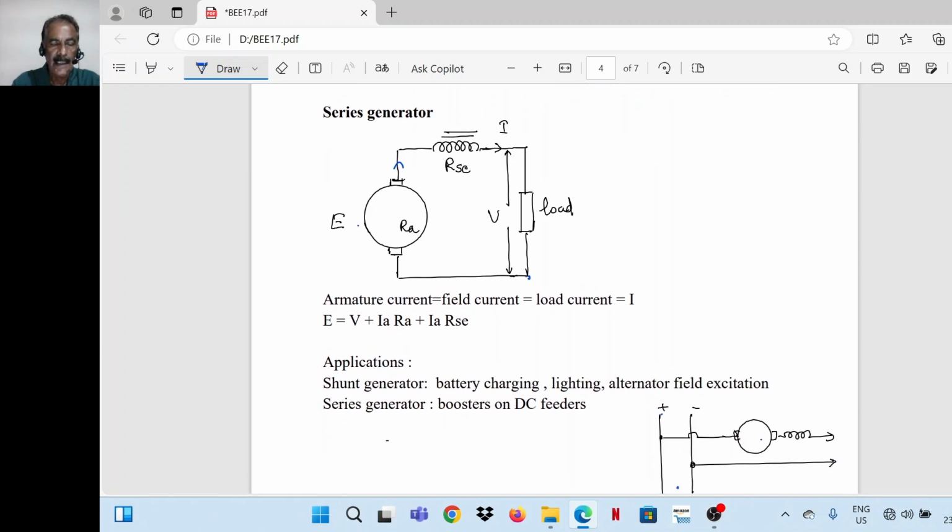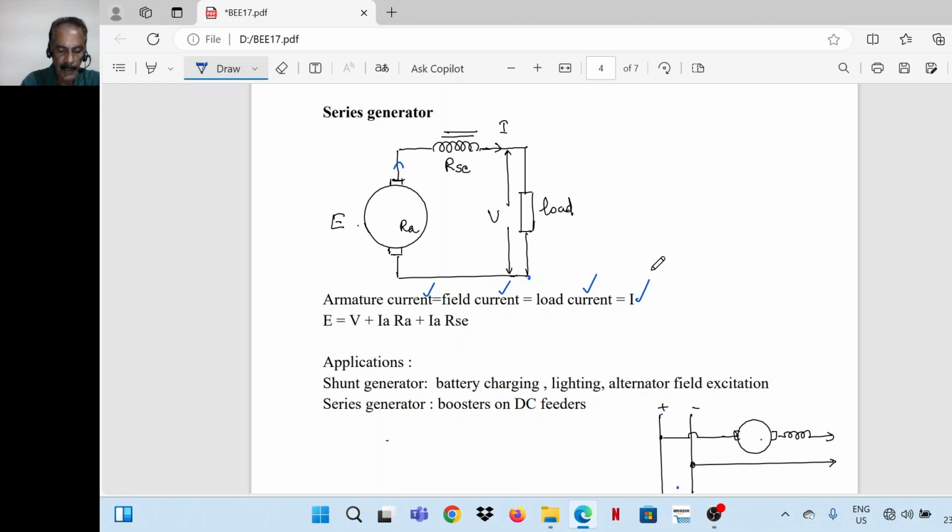The next is the series generator. In a series generator, the field is connected in series with the armature. So the armature, field, and load all are connected in series. That means the current through the armature, the current through the field winding, and the current through the load are all the same current. That is armature current, field current, load current, all are the same in this case.